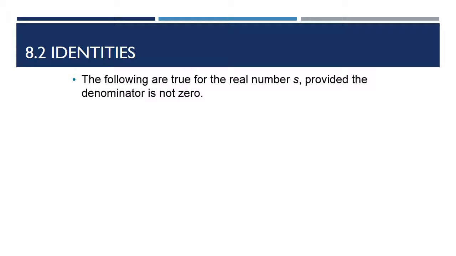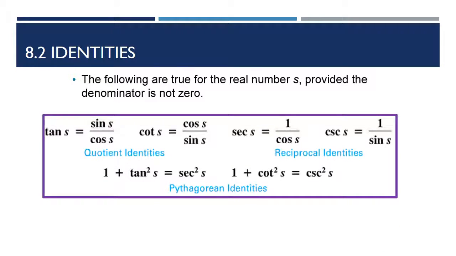All right, some identities. The following are true for real number s, provided the denominator is not 0. We have two that are called quotient identities. The tangent of s equals the sine of s over cosine of s. And then cotangent of s, not surprisingly, is that flipped upside down. It's the cosine over the sine. The secant is 1 over cosine, and cosecant is 1 over sine. Those are called reciprocal identities. And by the way, it works the other way too. Cosine is 1 over secant, and sine is 1 over cosecant.